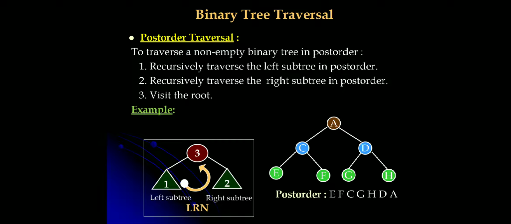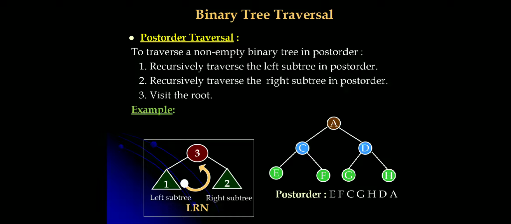Coming to the post-order traversal, to traverse a non-empty binary tree in post-order, you have to recursively traverse the left subtree in post-order, recursively traverse the right subtree in post-order, and finally visit the root. Here it is left, right and root. So for this example binary tree, what is the post-order traversal you are getting? First we need to go to the left subtree, right? In this left subtree, C is the root, don't go for visiting. First traverse the left subtree, it is E, then go to the right subtree, it is F, and finally C has to be visited. E, F, C is the traversal order for the left subtree.